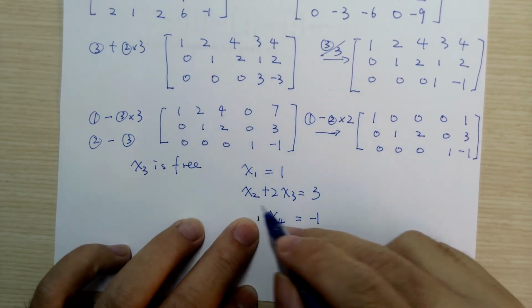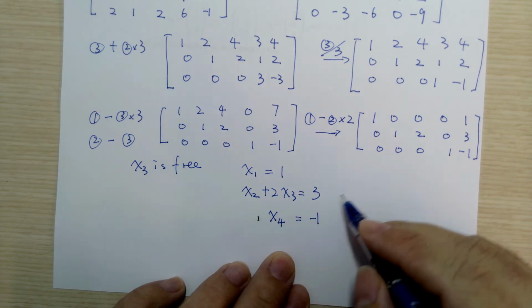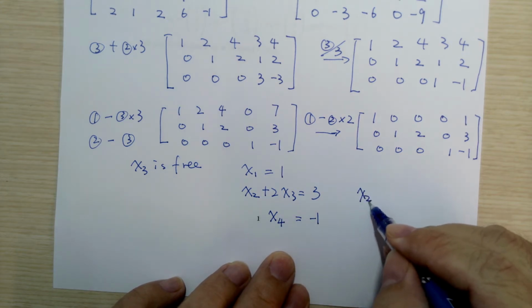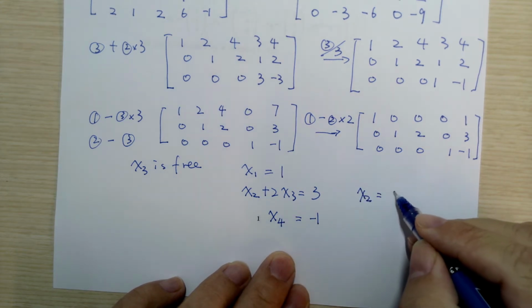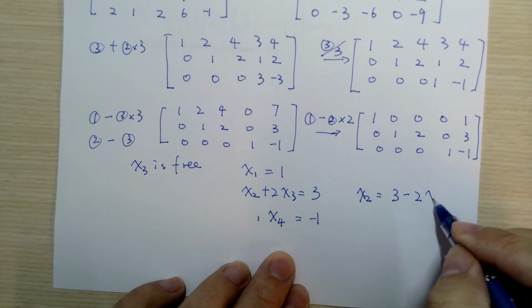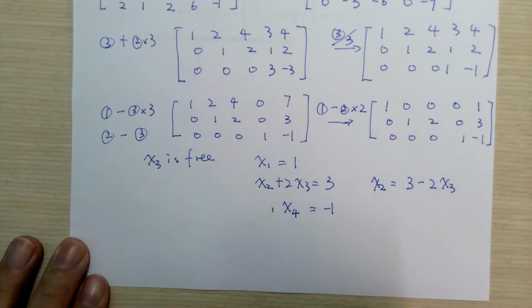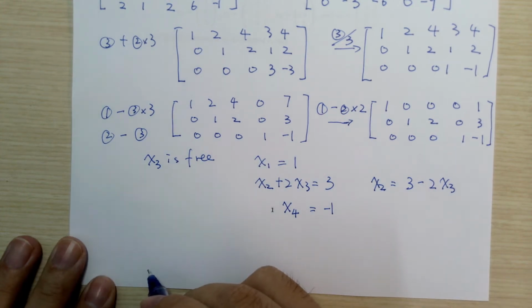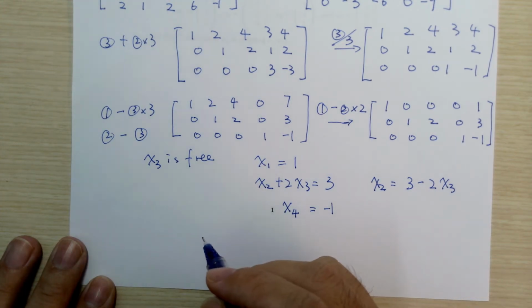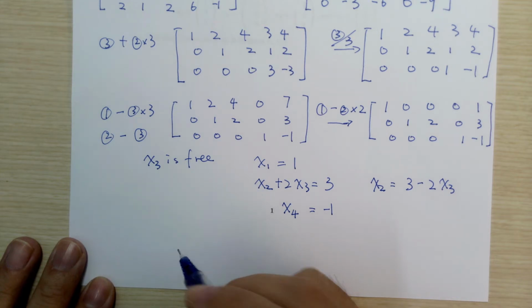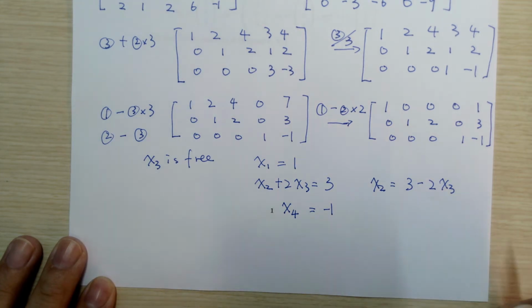So we can solve x2 in terms of x3. So x2 equals 3 minus 2x3. So if we write it over, part A is done. Part B, is this system consistent? Yes. And how do we write it in parametric vector form?